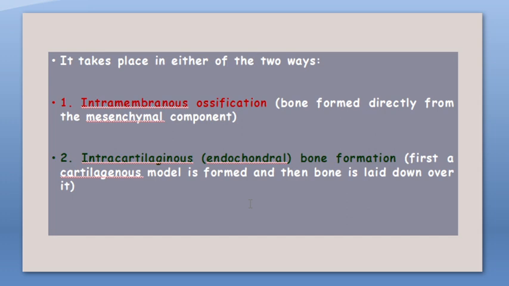One is the intramembranous ossification, where the bone is formed directly from the mesenchymal component, and the other one is the intracartilaginous bone formation, which is also known as endochondral bone formation, where the cartilaginous model is formed first, which is then replaced by the bone, which is laid down by the osteoblasts. So, in today's class, we will be discussing more about the intramembranous ossification.